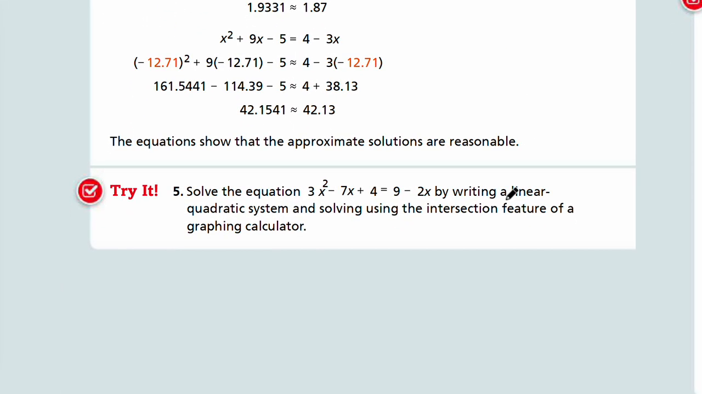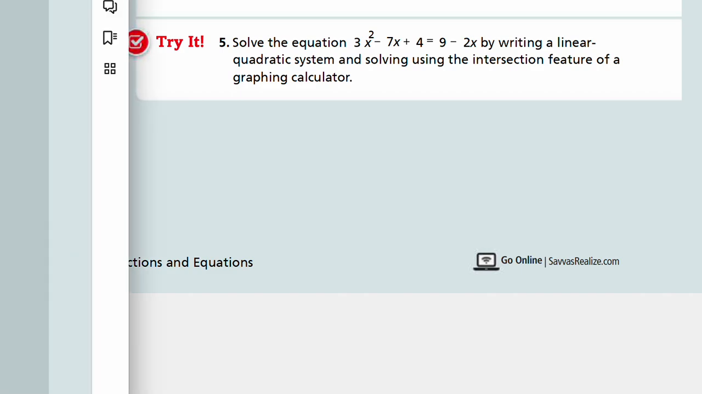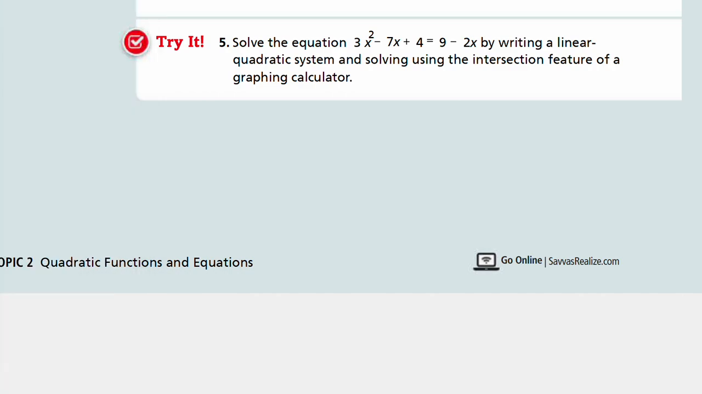All right, let's look at try number 5. See if you can use your technology to solve this equation by writing a linear quadratic system and solving using the intersection feature of a graphing calculator if you have a TI-84. All right, so pause the video and come back when you're ready for answers. Okay, are you ready?